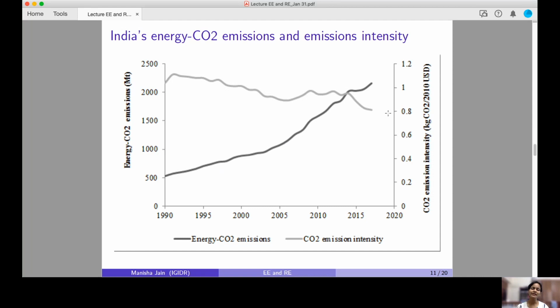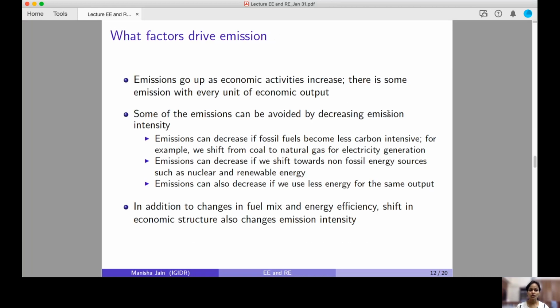Will it or will it not depends on how much investment from that GDP we are making in EE and RE or other strategies to meet the challenge. So the emissions per unit of economic output is declining. Emissions are going up, but the emissions intensity is declining. So let's look at what are the factors that drive emission.